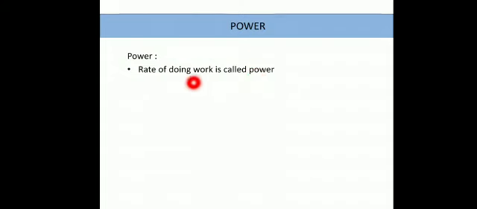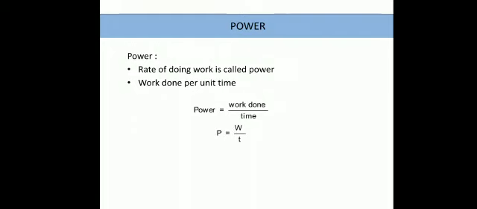And then we have also seen in the last class, rate means nothing but something divided by time. Here work we are doing, so work divided by time is nothing but power. In an easy way we can define it as work done divided by time, or per unit time. So power is equal to work done upon time, and power P is equal to W by T.